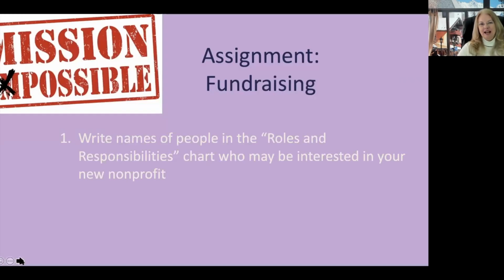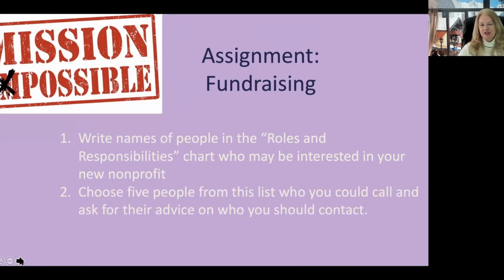I want you to write the names of people in the roles and responsibility chart who may be interested in your new nonprofit. Just write as many people's names as you can. And then I want you to choose 5 people from this list who you could call and ask for their advice on who you should contact. You're not asking them for money. You're just asking them, who do you know? Are you interested in this? And so coming up with a phone script.